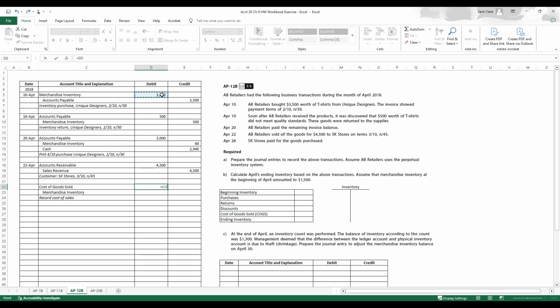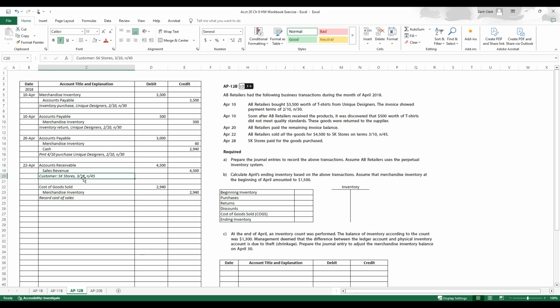So remember, originally it was 3,500, but then we sent back 500, and then we took a discount for the 60. So it was basically what we were just talking about. So 2,940 is the full amount. And you can kind of match that up if you looked at what you actually ended up paying for it, would be another way to see that same thing. But we can also see just by going straight to the inventory account what the total was. And yeah, record cost of sales, SK Stores was our sale there.